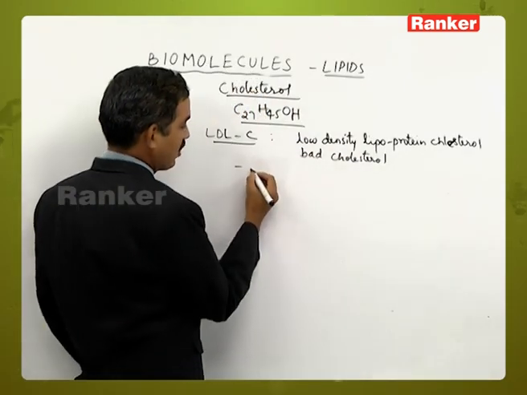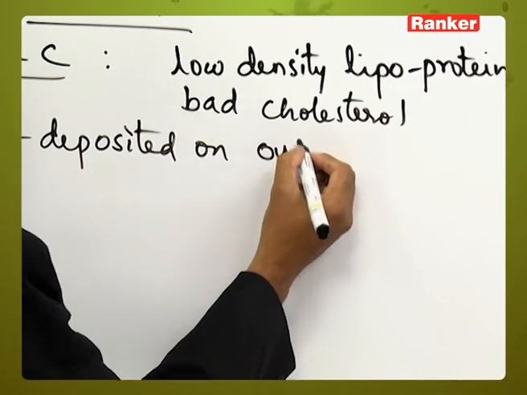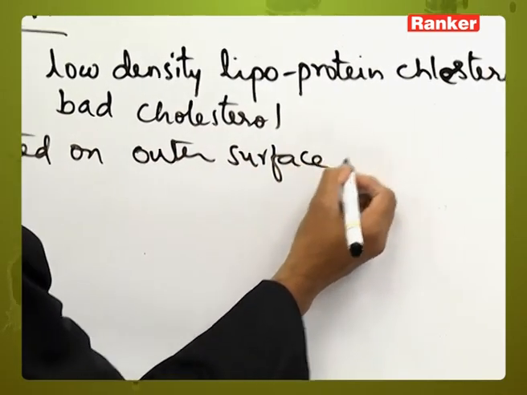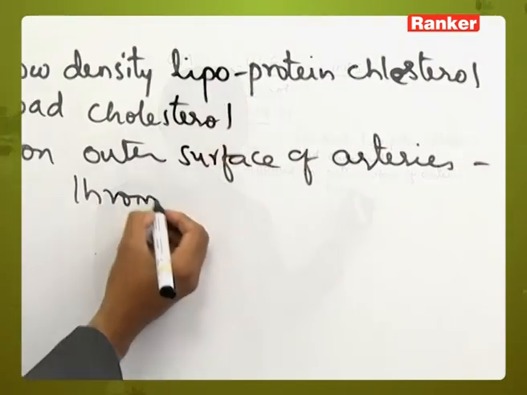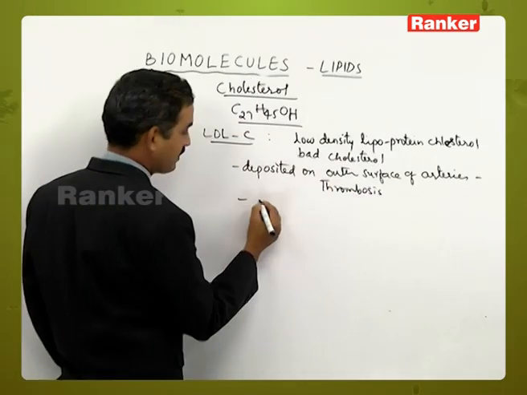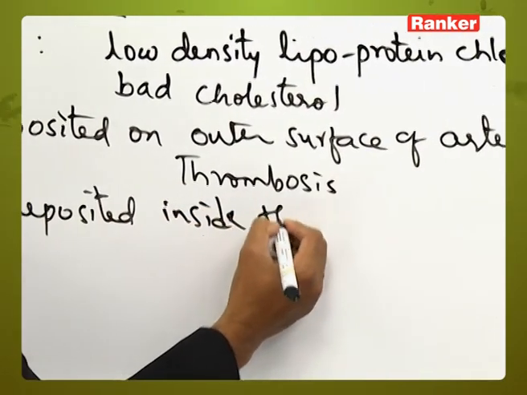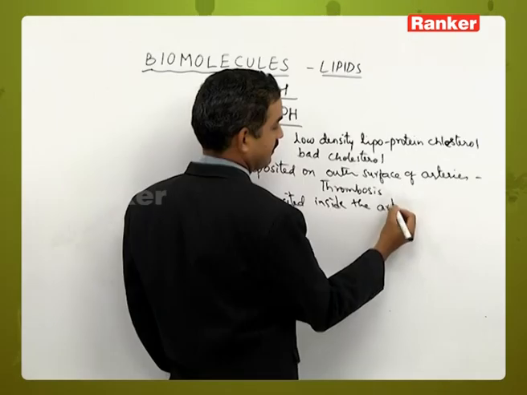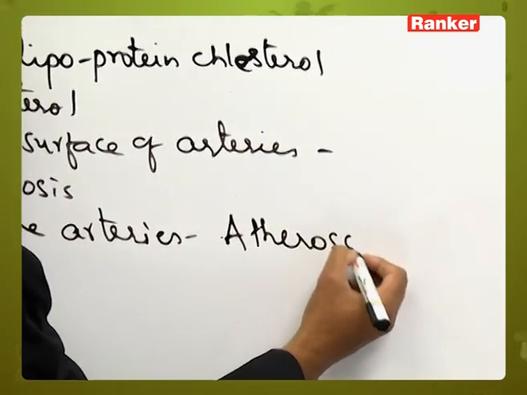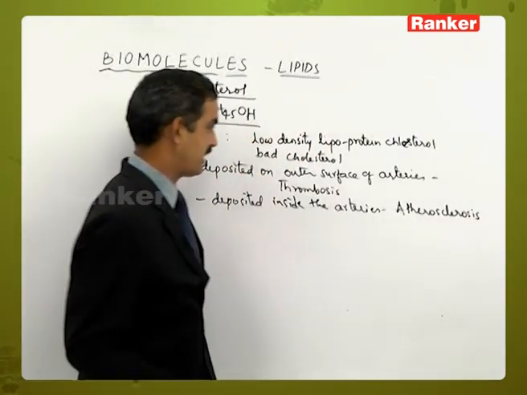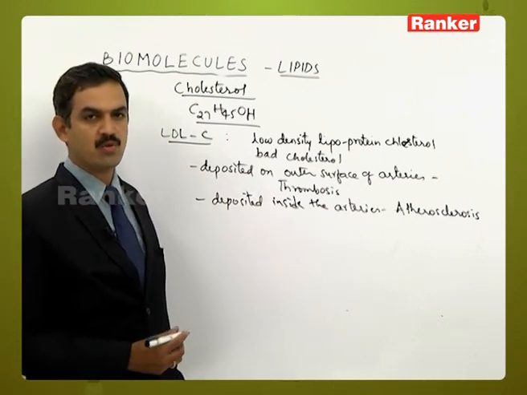When it is deposited on the outer surface of arteries, this will lead to thrombosis. And if it is deposited inside the arteries, atherosclerosis will result. So this is the bad cholesterol which is deposited in arteries, leading to cardiovascular problems.